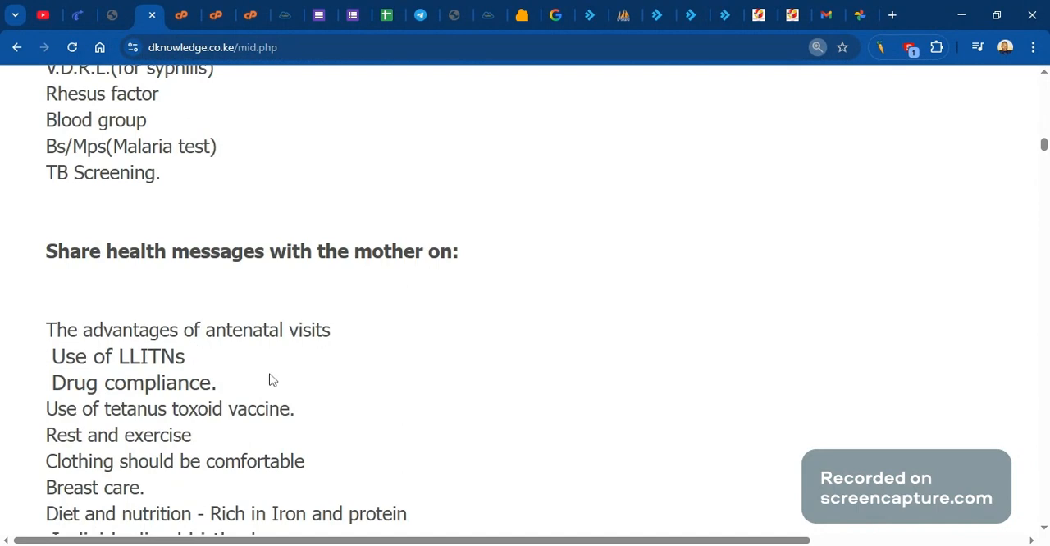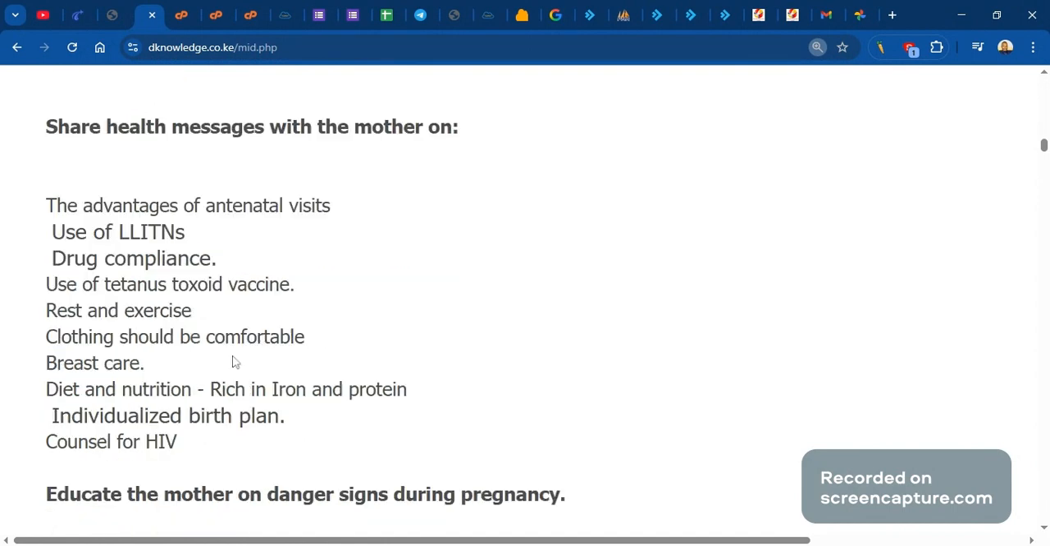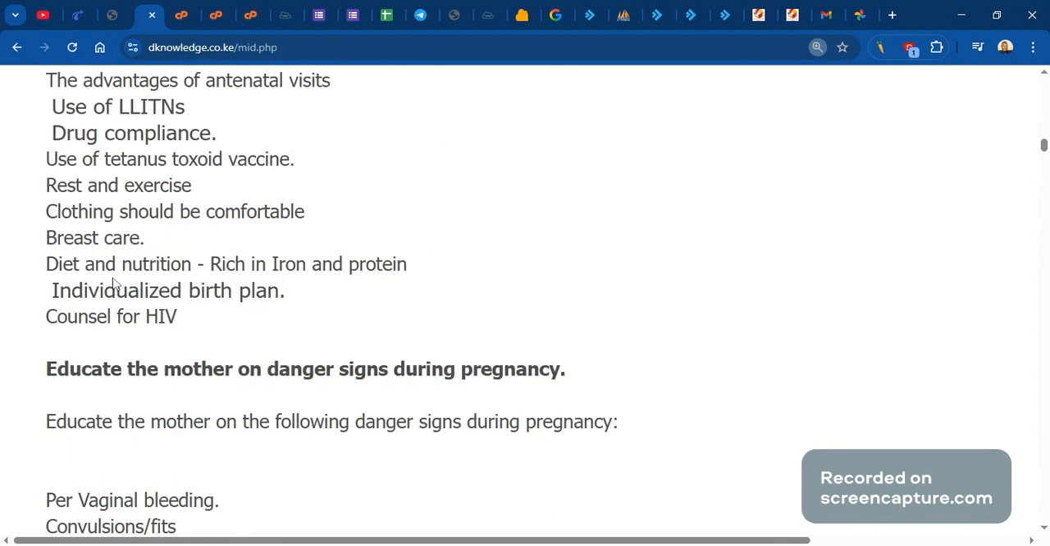So, advantages of antenatal visit. There are some health messages which the mother is supposed to be told. You need to assure the mother. You should tell them the advantages of antenatal visit, the advantages of using treated nets, drug compliance, use of tetanus toxoid vaccine, advantages of rest and exercise. Clothing should be comfortable, breast care, diet and nutrition rich in iron and protein. Individualized birth plan, counsel for HIV if they are HIV positive. Those are all important.